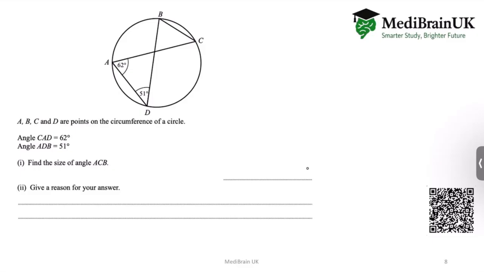Okay, so I'm going to go through the answers now. It says A, B, C, and D are points on the circumference of a circle. Angle CAD is 62 degrees. Angle ADB is 51 degrees. Find the size of angle ACB. So middle letter C, so it's ACB, this one over here.